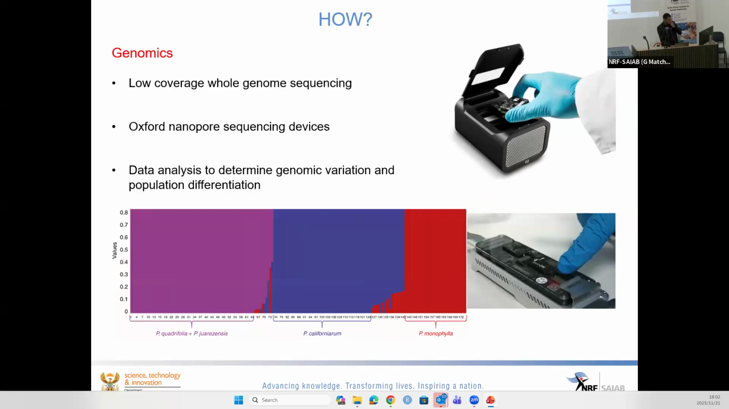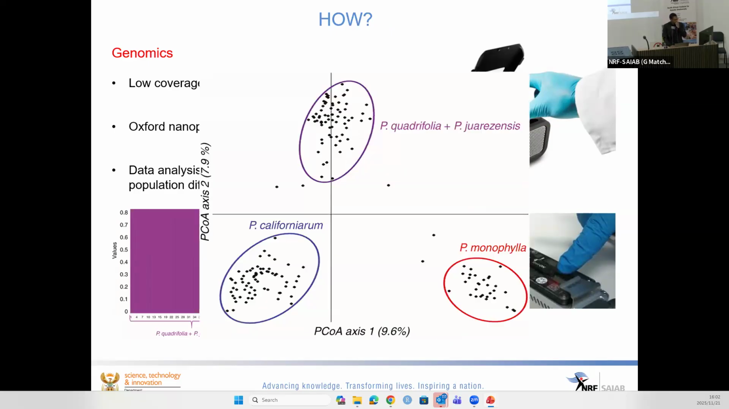Some of the results that we might expect is the fastSTRUCTURE bar plot, where multicolored bars will indicate hybridization, as well as the principal coordinate analysis, where individuals that fall outside of the cluster will be indicative of hybrids.